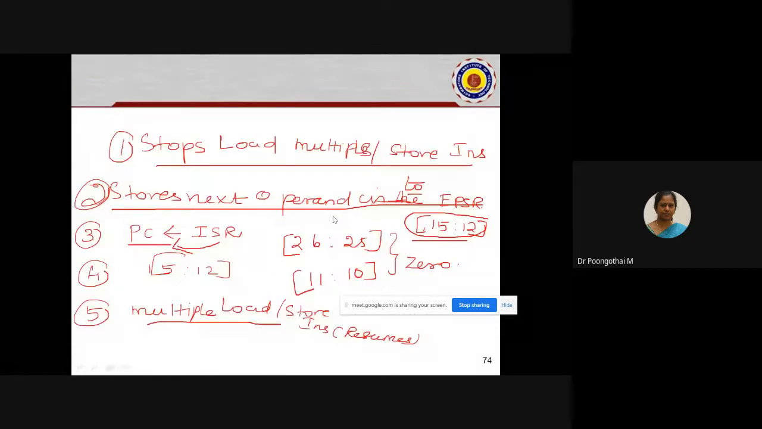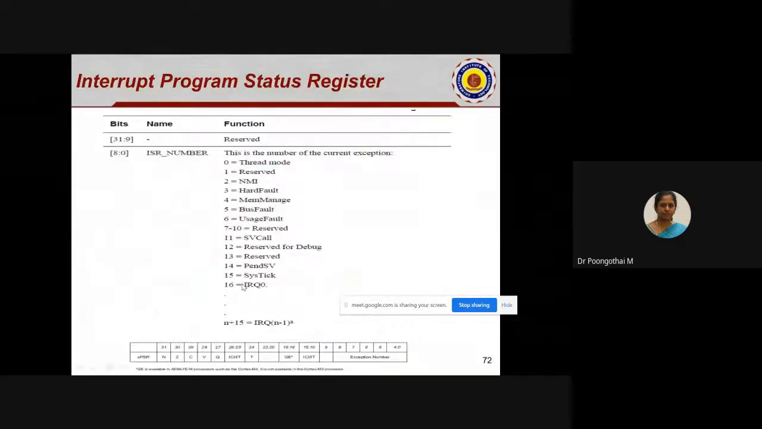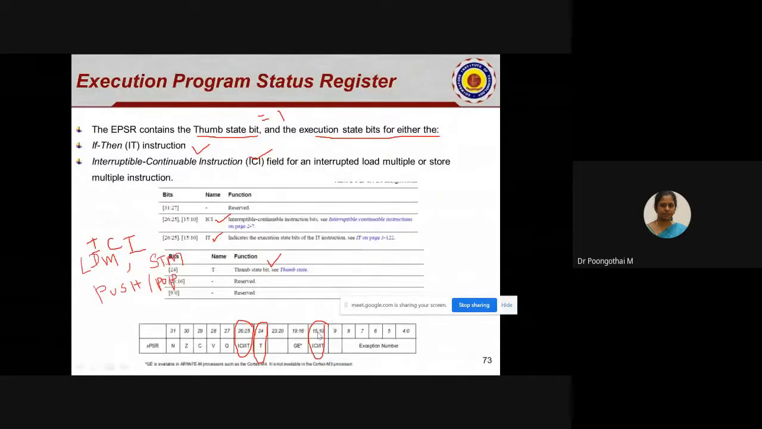So what is the next one? The next one is the if-then instruction. I will explain this. The particular bits, that is 10 to 15 and 25 to 26, are used to hold the if-then instruction execution state.